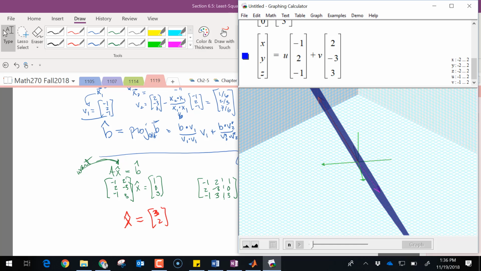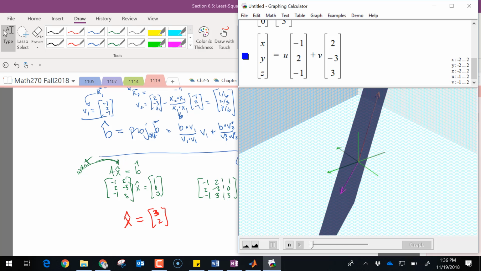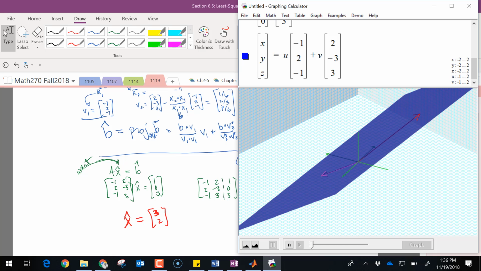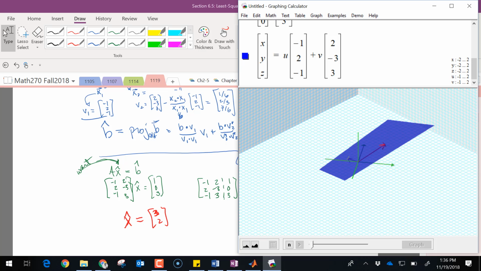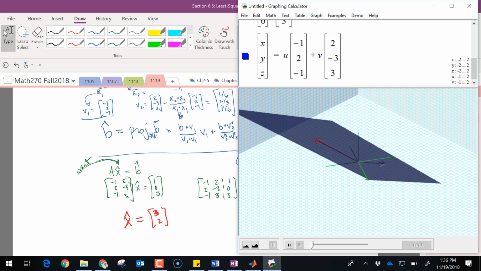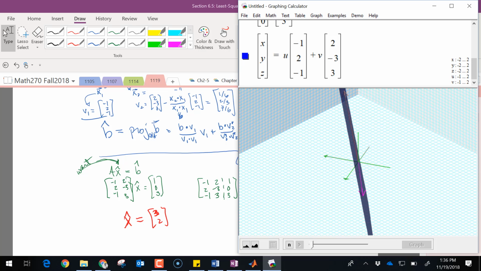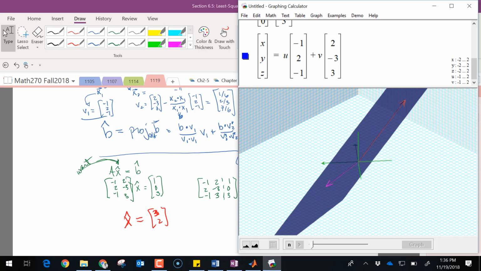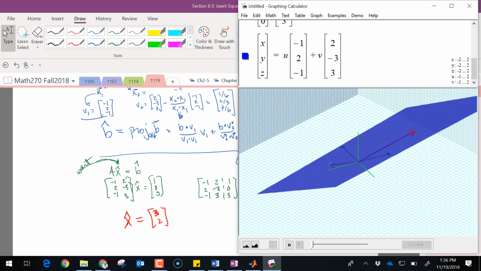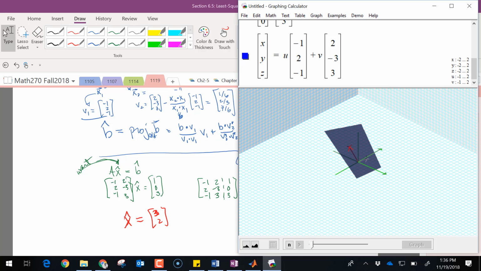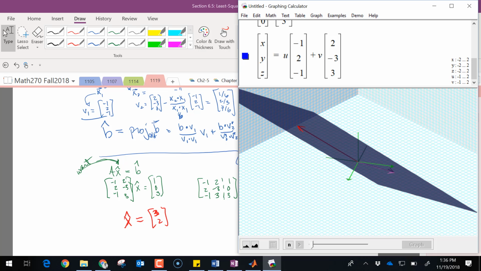So this is a subspace. It's a plane passing through the origin. It's a two-dimensional subspace in R3. Okay, we know all that stuff. And it's spanned by these two vectors, which means that technically this is the subspace. This is the column space of A. Call it the A subspace. All right.